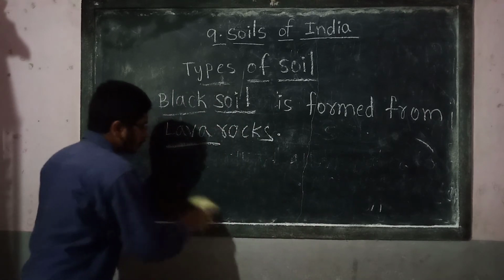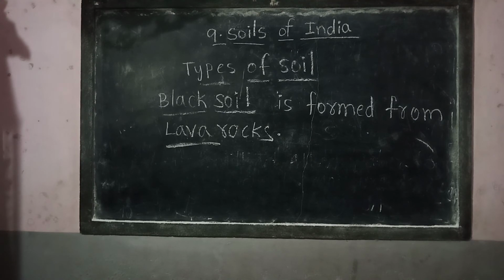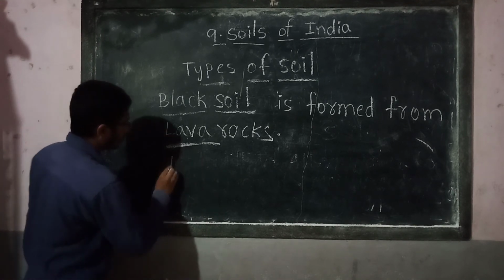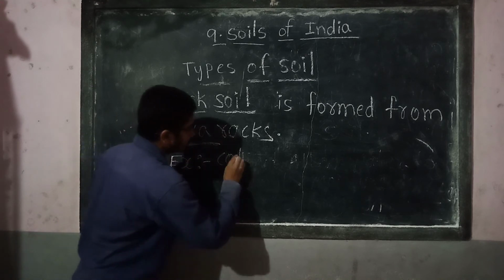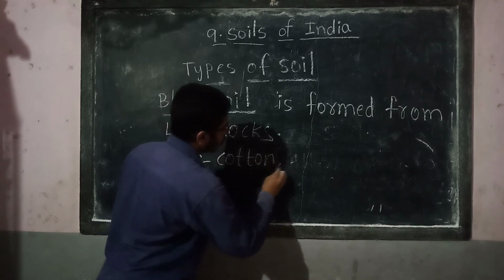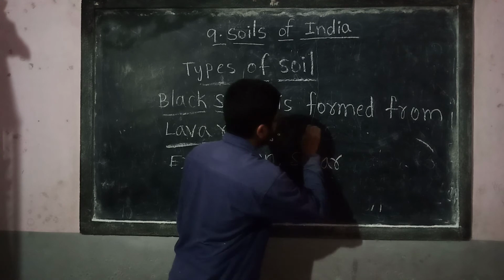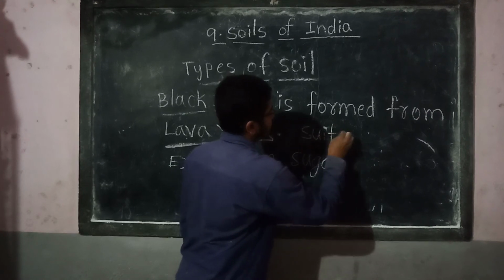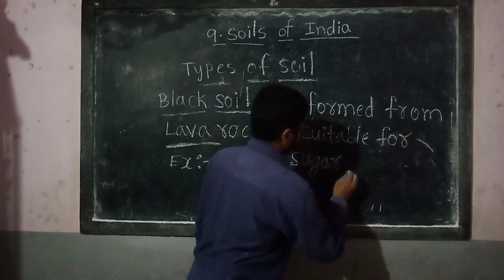To write the notes, you have the option to go forward and backward also. Clear? Now, this quality is suitable for cotton. What types of crops can we grow here? We can grow cotton, we can grow sugarcane. Black soil is suitable for cotton and sugarcane.